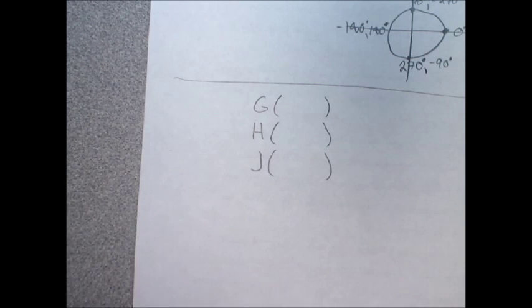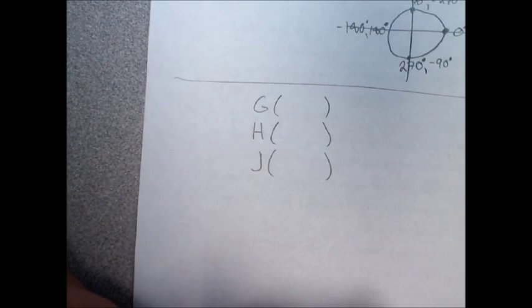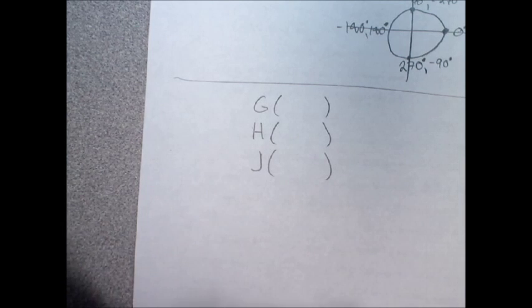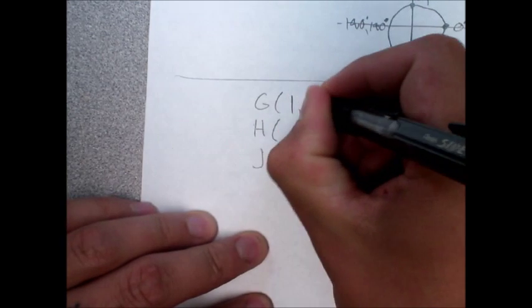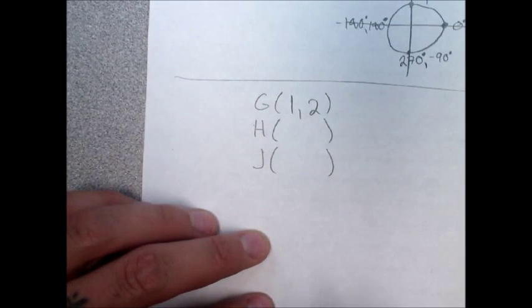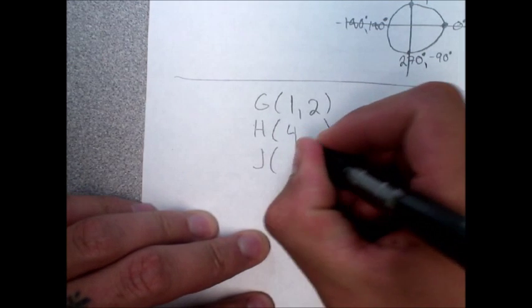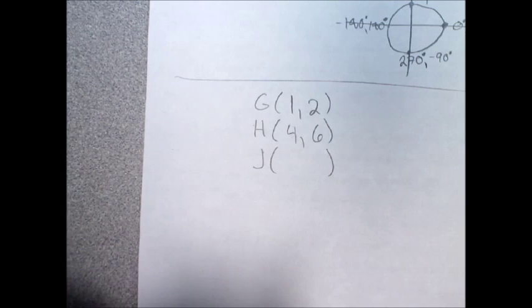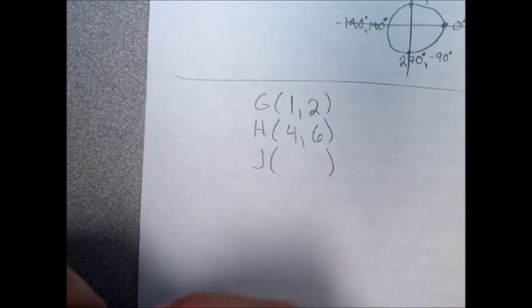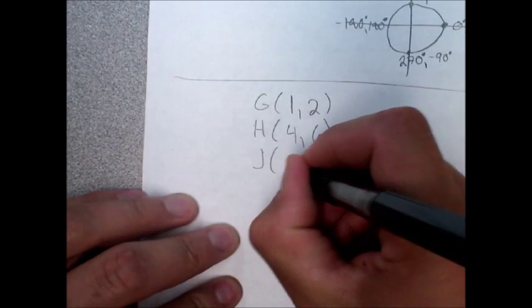All right, group 1, what is G? I want to know the original point. What is G? 1, 2. It's 1, comma 2. H, what is it? 4, 6. You say it is 4, 6. I agree. And Mark, what is J? He says it is 5, 2. Do you concur? Yes. 5, 2.